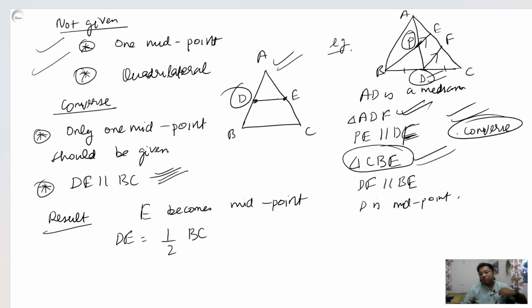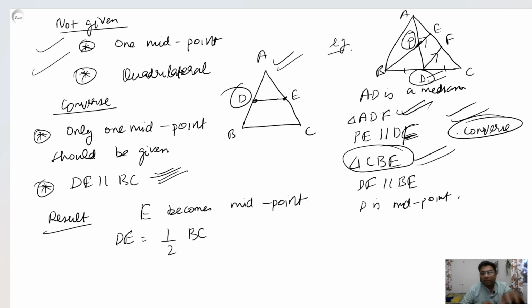So here's the chain of events for how you will read a question. First, spot the triangle. Second, spot the number of midpoints. Is it one or two? If it is two, then you are talking about the midpoint theorem. If it is one and a parallel line, you're talking about the converse of the midpoint theorem.